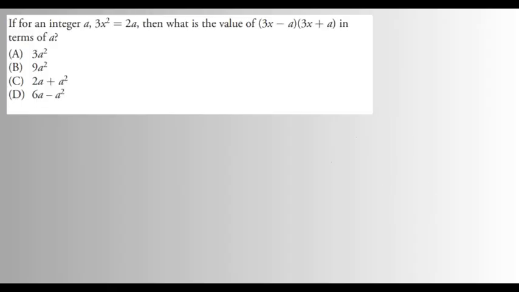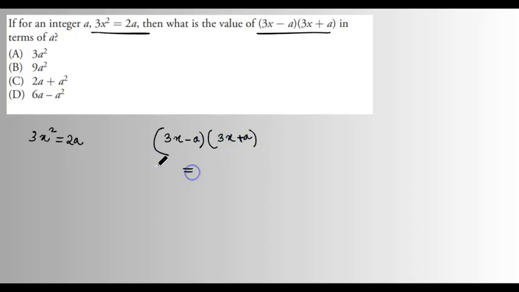Okay, for this question, you're having the question as, for an integer a, 3x square is equal to 2a. Then what is the value of (3x minus a) times (3x plus a) in terms of a? So here you're having 3x square is equal to 2a. Okay, so 3x square is equal to 2a. That's the first thing that we got. Now we are asked to find the value of (3x minus a) times (3x plus a).